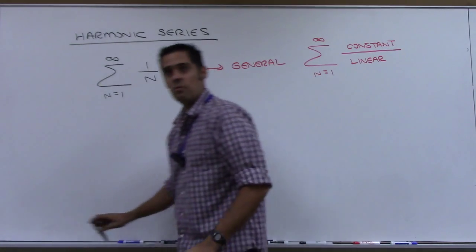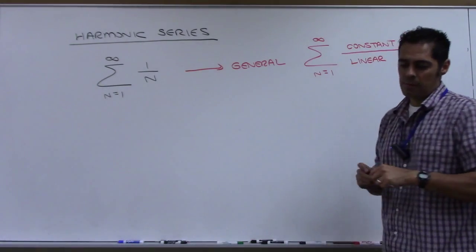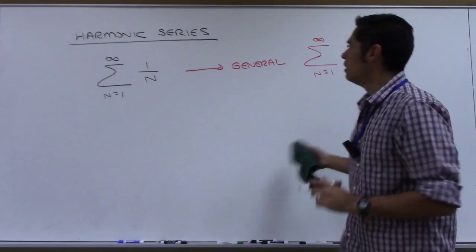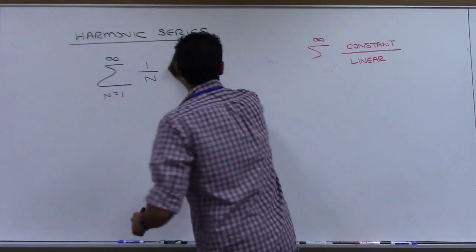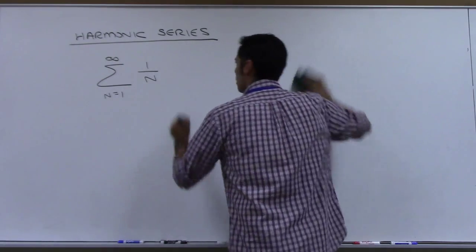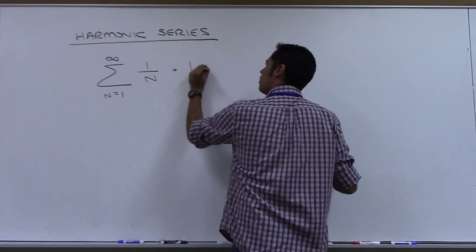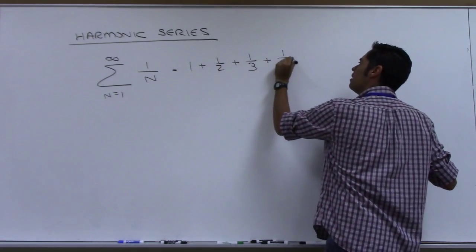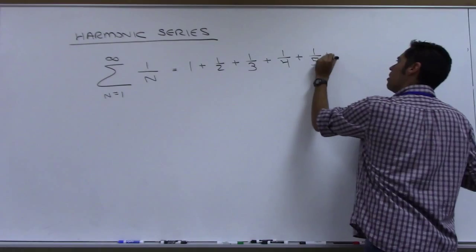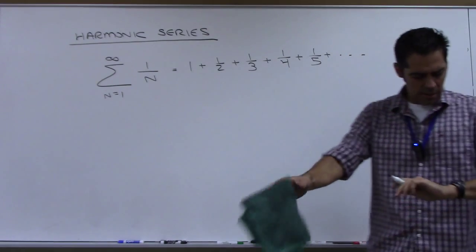Would you like to see why? I mean, because we have to explain, that's why we're here. All right, so why do these diverge? Let's write out this series right here. This is the series 1 plus a half plus a third. I think I started the class with this, didn't I? Okay, so why does this thing diverge?